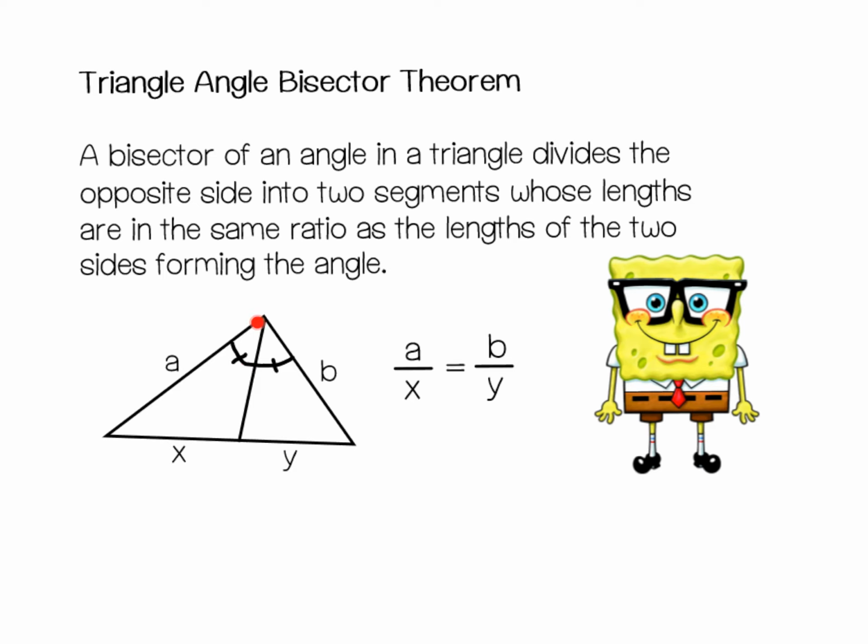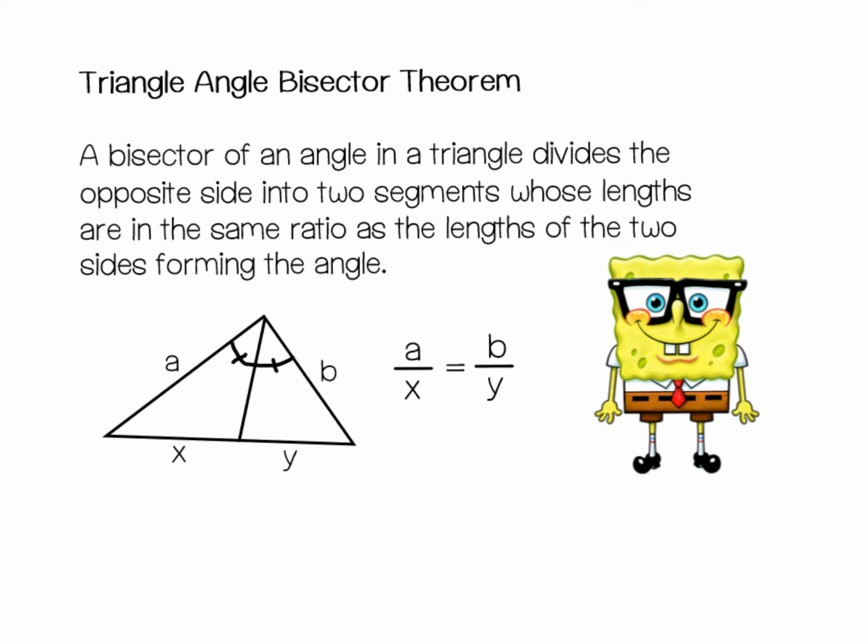Okay, so the length of a leg of the angle over its part of the third side is equivalent to the length of the other leg over its part of the third side. So the leg over its part is equal to the leg over its part. All right, so I wrote it out here, a over x equals b over y. So let's just try a couple.